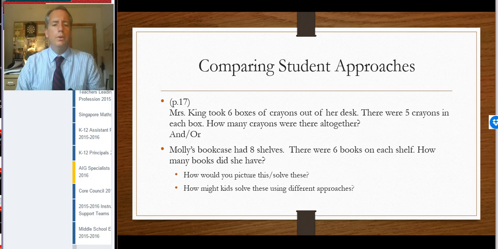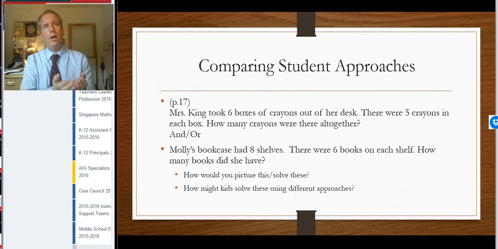So when we think about either one of those, thinking about how you would picture it, how a student might picture it, and then the different ways kids might go about solving it. And this is where hopefully somebody is thinking, well, it's just 6 boxes times 5 crayons, so that's 30 crayons. As long as the student is picturing the 6 and the 5, not as 6 times 5 because we're in a multiplication unit, right? But that I'm picturing I've got 6 boxes, and in each box there's 5, and it's a lot quicker just to think of that as 6 groups of 5. Then we know they've got it, right?